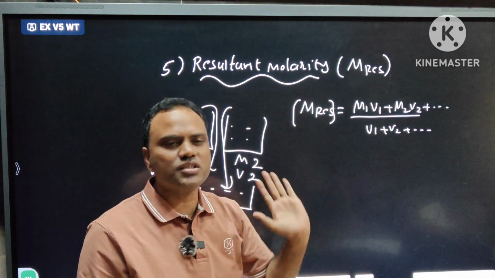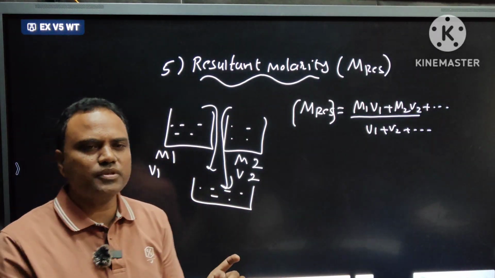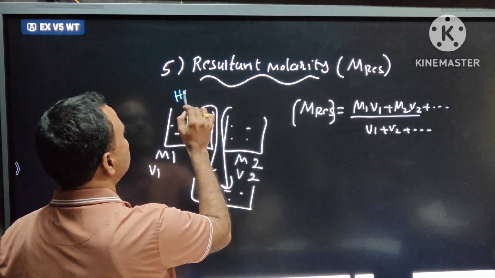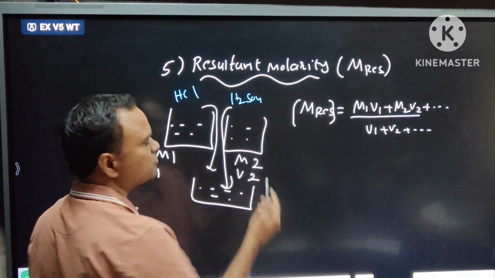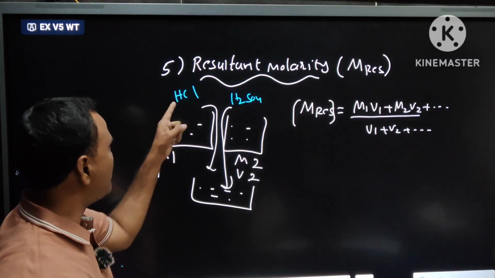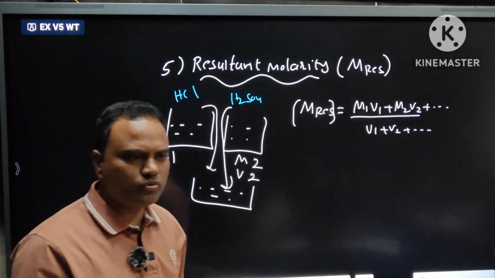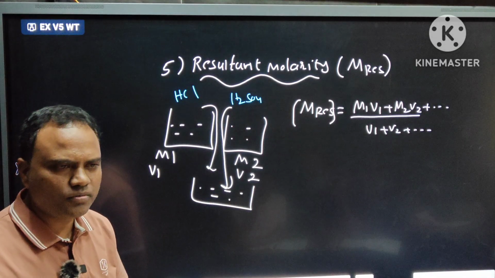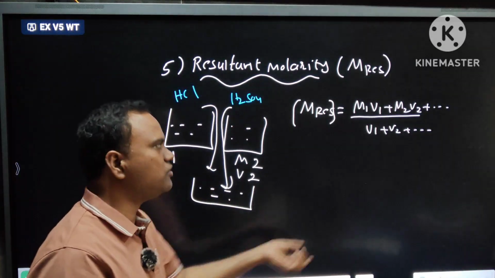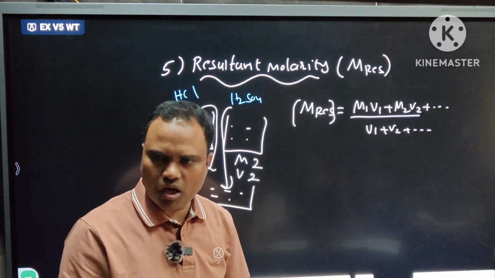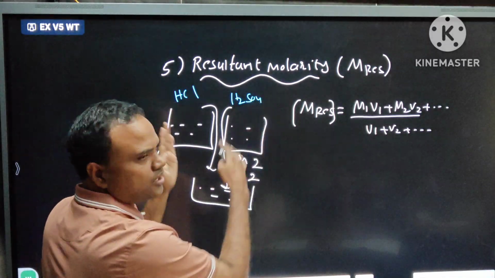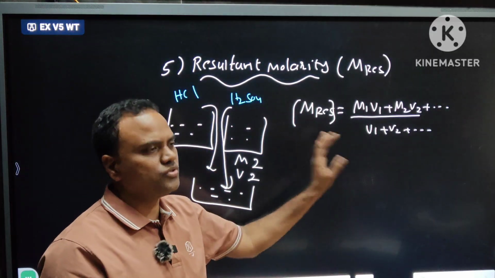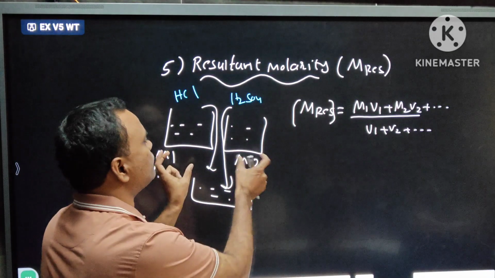To use this formula, what is the condition? We should mix two similar natured solutions only. For example, this is HCl, this is H2SO4. Yes, you can mix. For example, 0.1 molar HCl and 0.2 molar sulfuric acid. You can mix the two. You will get a new acidic solution. To calculate the molarity of that acidic solution, you can use this. Or you can mix NaOH and calcium hydroxide, bases. Then you can use this. But we should not use this formula when we mix one acid and one base.